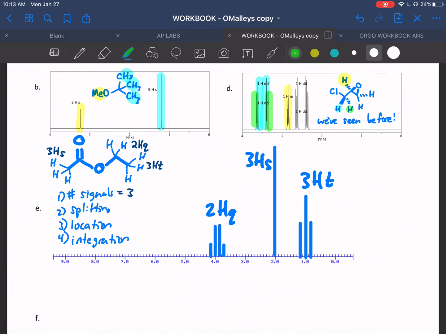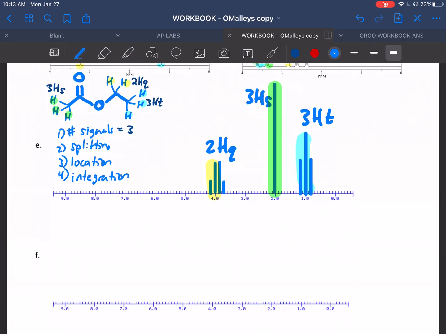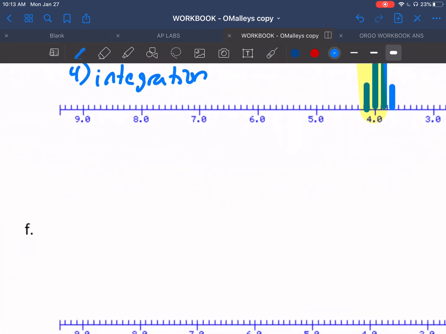And then we can predict, or I should say label, which one is which. Our singlet out there corresponds to that signal. Our quartet in the middle is that signal. And then our triplet on the right corresponds to that signal. So now we have one more molecule to predict. Go ahead and hit pause, and this time try to predict an NMR for that ketone.